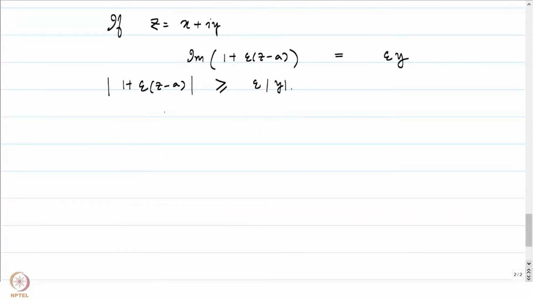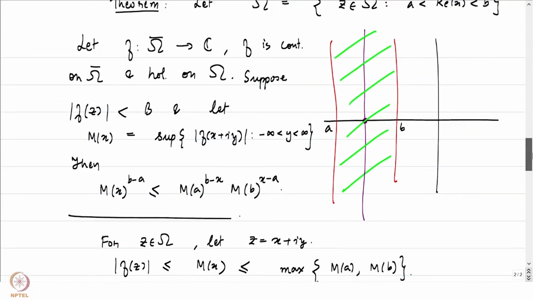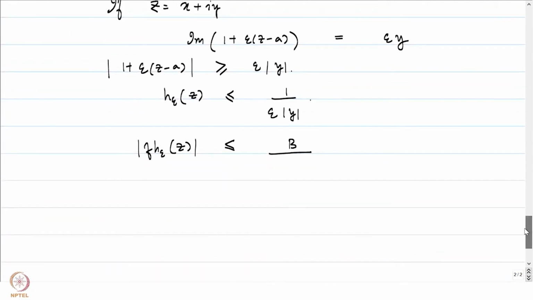So in particular, h epsilon of z is also bounded by 1 by epsilon times y, and therefore f times h epsilon is bounded by b, because f is bounded above by b. Did I put the bound as b or as m? I put it as b. So let's stick to it, and this is going to be less than b by epsilon times mod y.